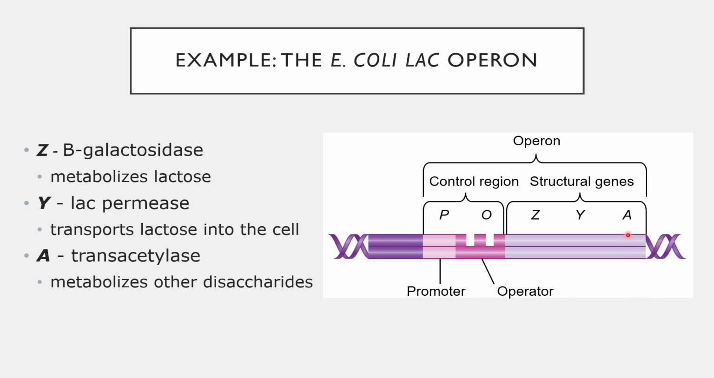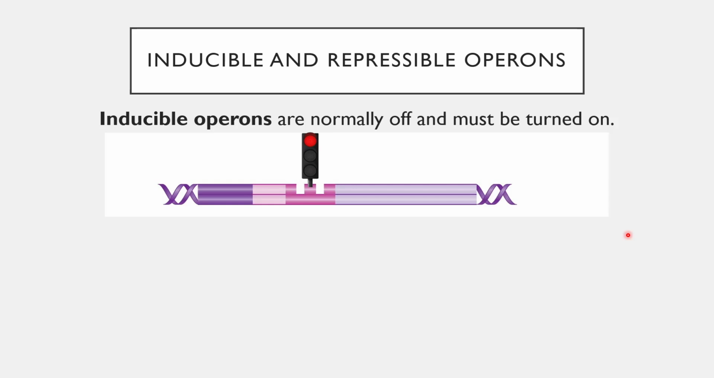Transacetylase is actually not a very well understood enzyme at this point, but there's evidence that it is involved in the metabolism of other disaccharides that may accompany lactose when the cell is exposed to it. So there are two different types of operons, and you can probably guess which one the E. coli lac operon is based upon my description that I just gave you.